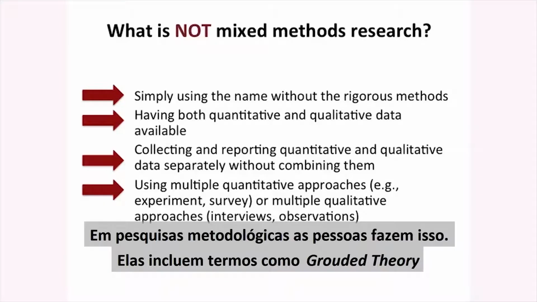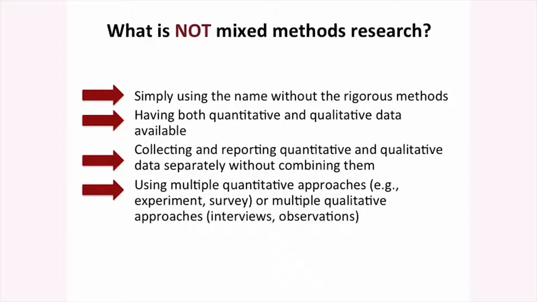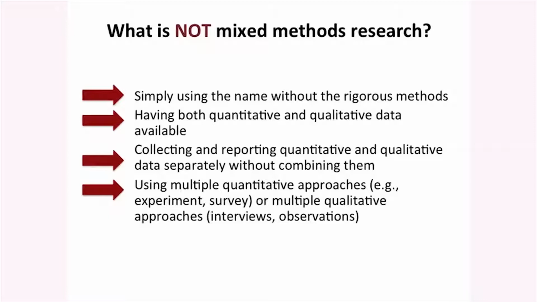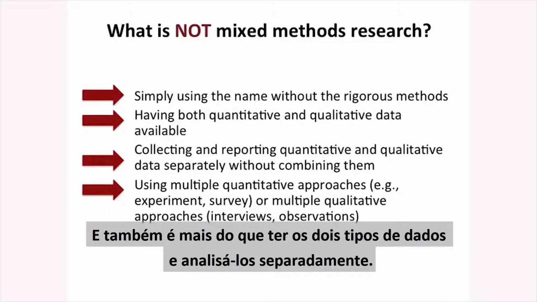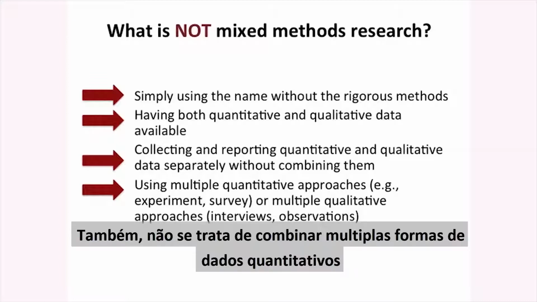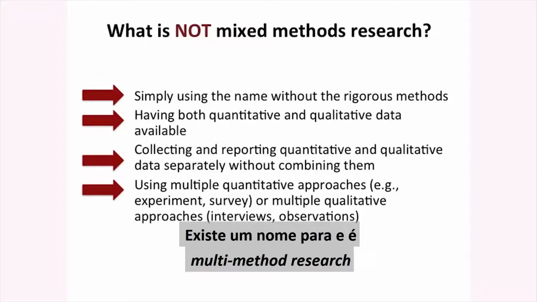In research methodology, people do that. They drop in terms such as grounded theory, but they really don't have the rigorous procedures behind it. It's more than just having both quantitative and qualitative data available. It's also more than just gathering both forms of data and analyzing them separately without bringing them together. Also, it's not just gathering multiple forms of qualitative data or multiple forms of quantitative data. There's a term for that in the literature called multi-method research.